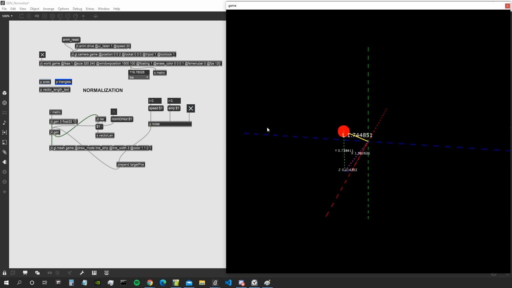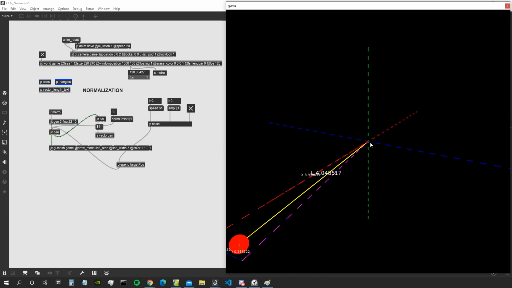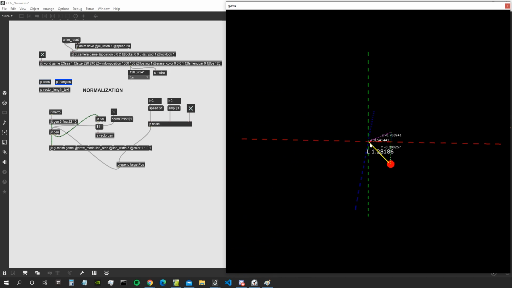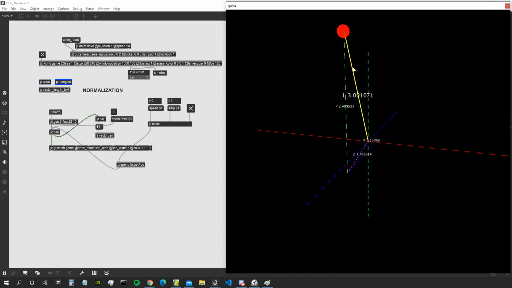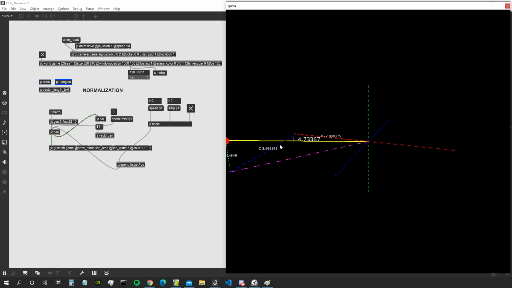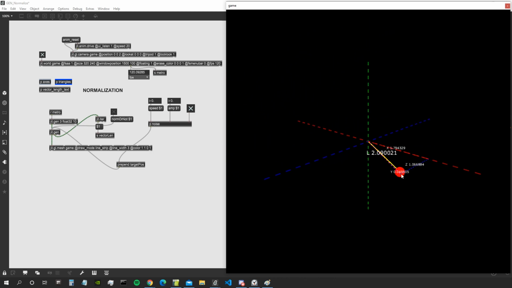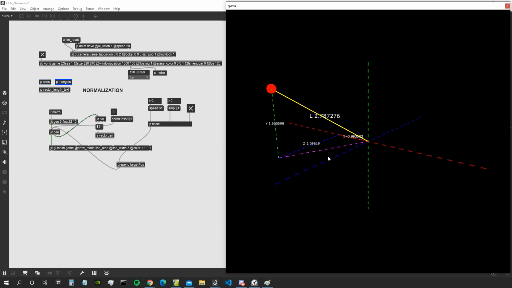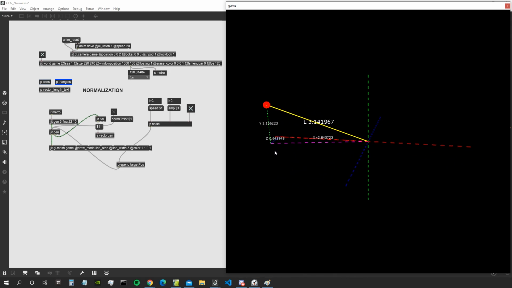So as you can see, we got these three axes that represent the axis of our virtual world. So the x-axis, the z-axis, and the y-axis. And then we got a ball, a sphere, moving around in this world with the projection of its position on the planes formed by the axis.